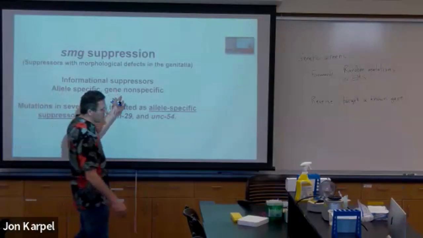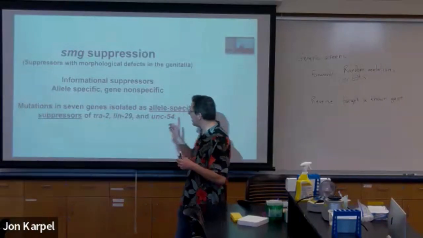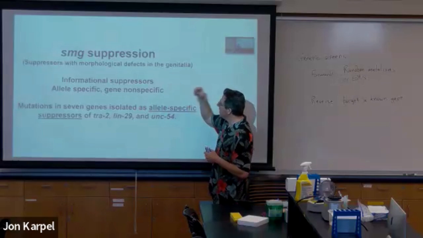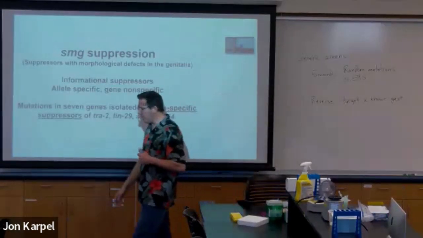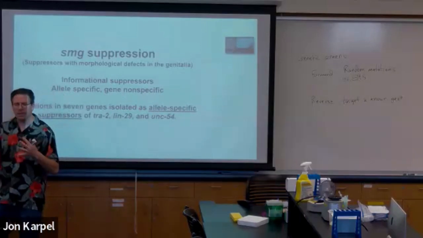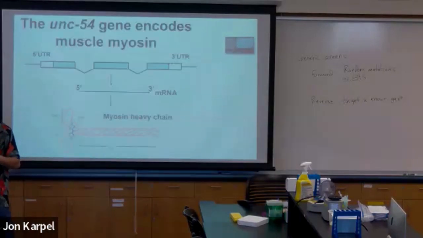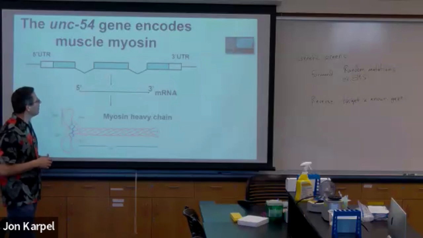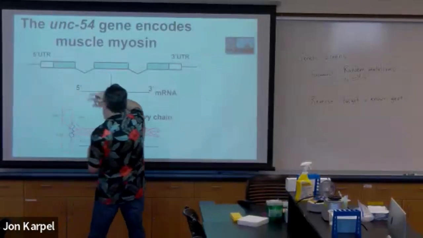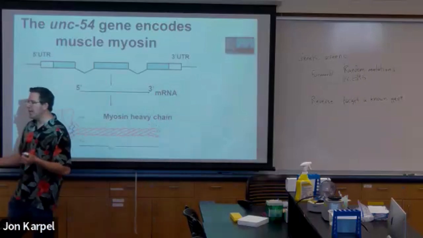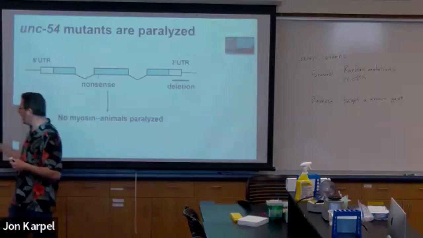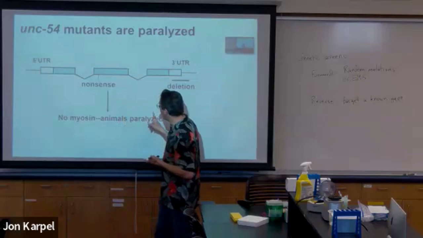The smg suppression they found in C. elegans. These are also informational suppressors. And what they found here is that when you make mutations that could actually stabilize mRNA. So looking at the myosin gene, which is involved in movement, if you mutate the myosin gene, then you get animals that are paralyzed.